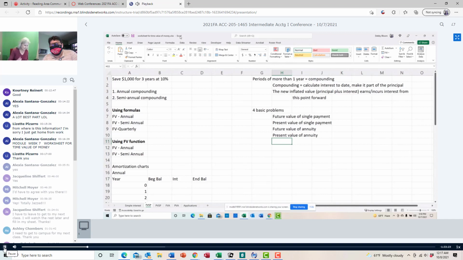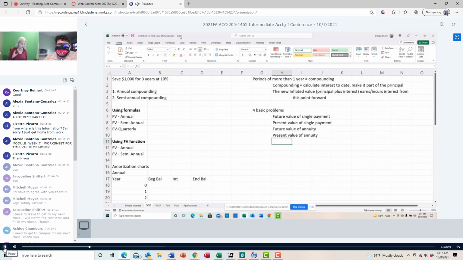With any one or some combination of these 4 basic problems, you can solve any problem that involves interest and current payments and future payments and investing or borrowing. Basically any problem that you can conceive of that relates to either earning interest or accruing interest for more than 1 year is either one of these 4 basic problems or some combination of them.